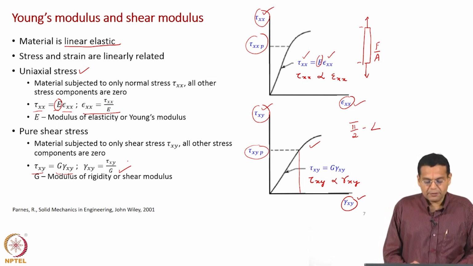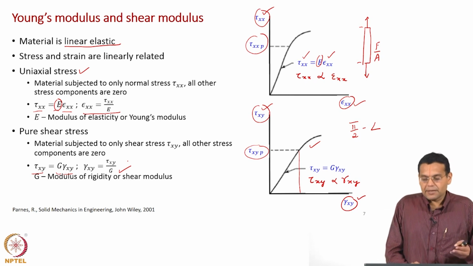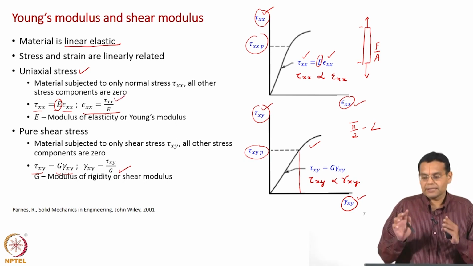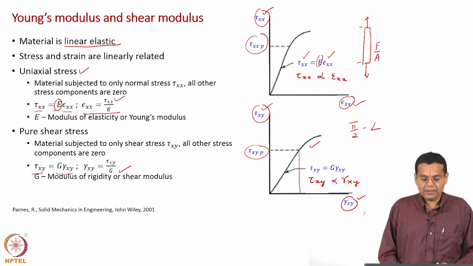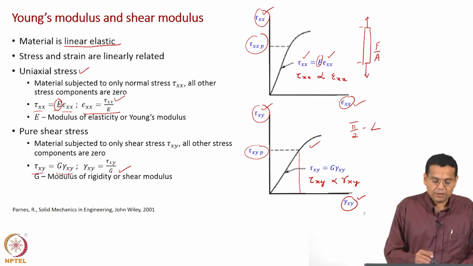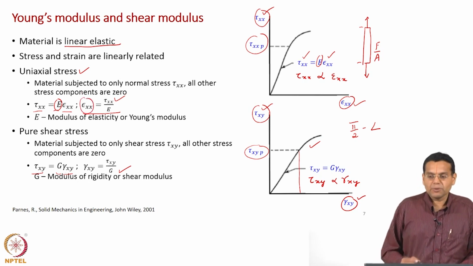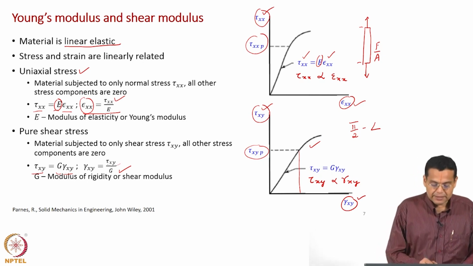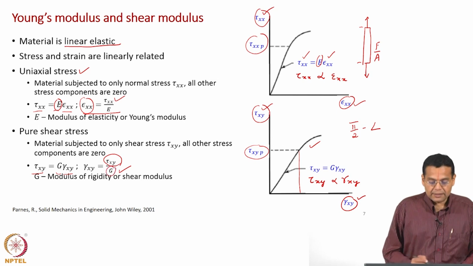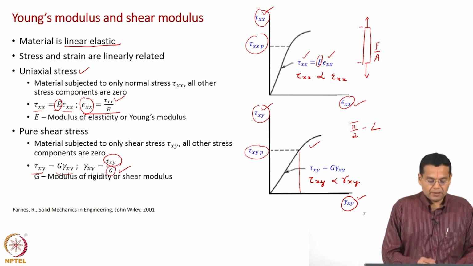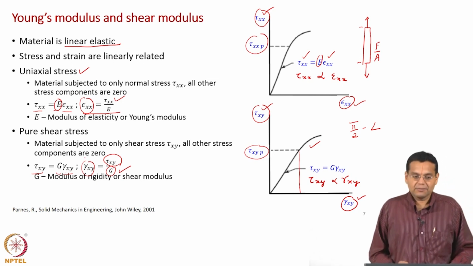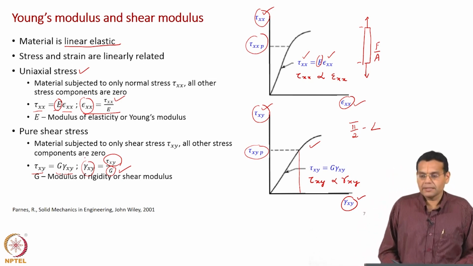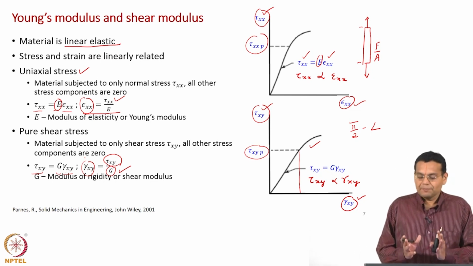Okay. And in terms of significance, let us say a material has a very high Young's modulus. What does it mean? Suppose you subject two materials to the same tau xx, the material with higher Young's modulus will have only a very small value of normal strain. Similarly, if you have two materials and subject them to the same shear stress, the material with higher modulus of rigidity will show a smaller change in angle. Okay. So, that is the significance of E and G. Higher the value, lower the strain.